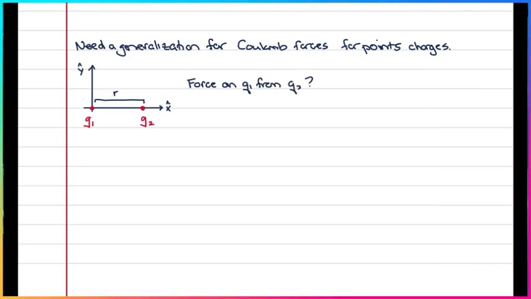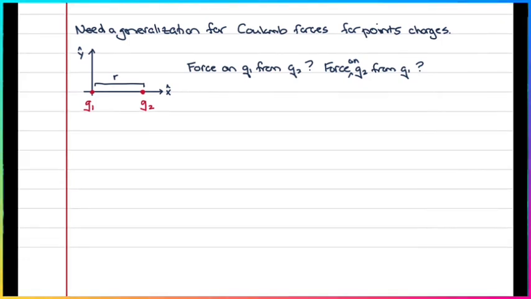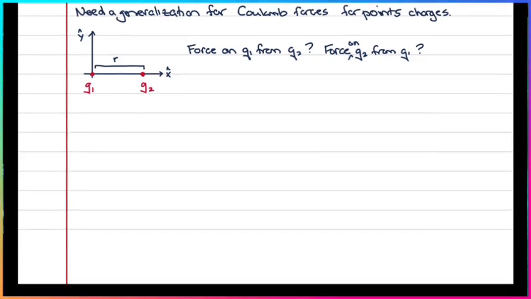Then I might want to know the force on Q2 from Q1, because again, I should be able to write something super generic that does that for me as well. And if I put them on the y-axis instead, I should still be able to get the right answer. And if I put them at a diagonal, where I need both the x and the y-axis, it should still allow me to get the right answer. So let's do this as if this were a science experiment, where we're going to make some observations that we're going to use to generalize.